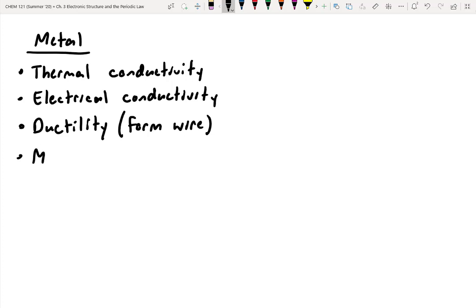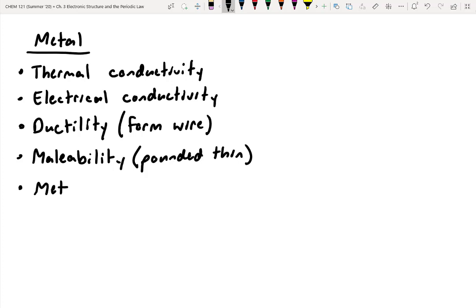All right, next one is malleable. And what this means is that it can be pounded thin, meaning it's not brittle. Something like gold, you can actually pound down into an ultra thin sheet that's only a couple hundred atoms thick, and you can put gold leaf on fancy furniture or artwork or things like that. And then the last one is just kind of common sense. It has that metallic luster. And what does that mean? Well, it just means it usually looks kind of shiny, right?